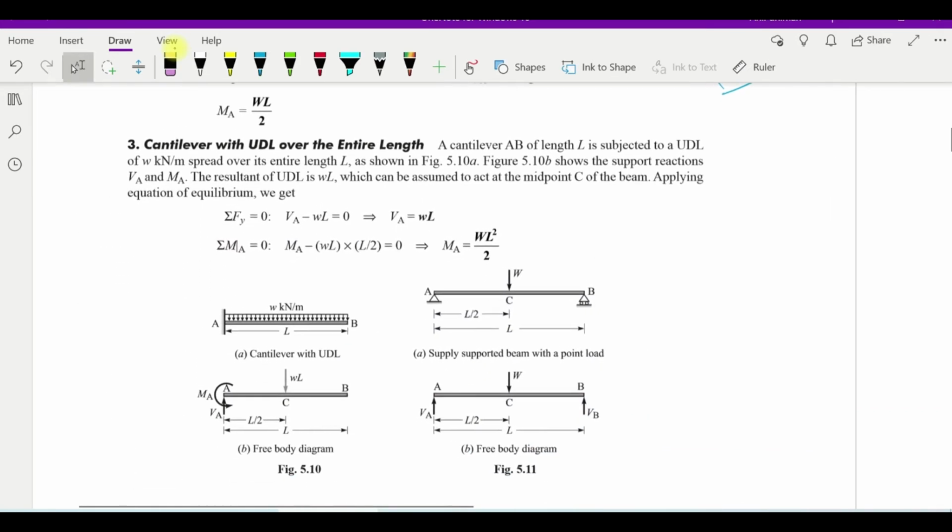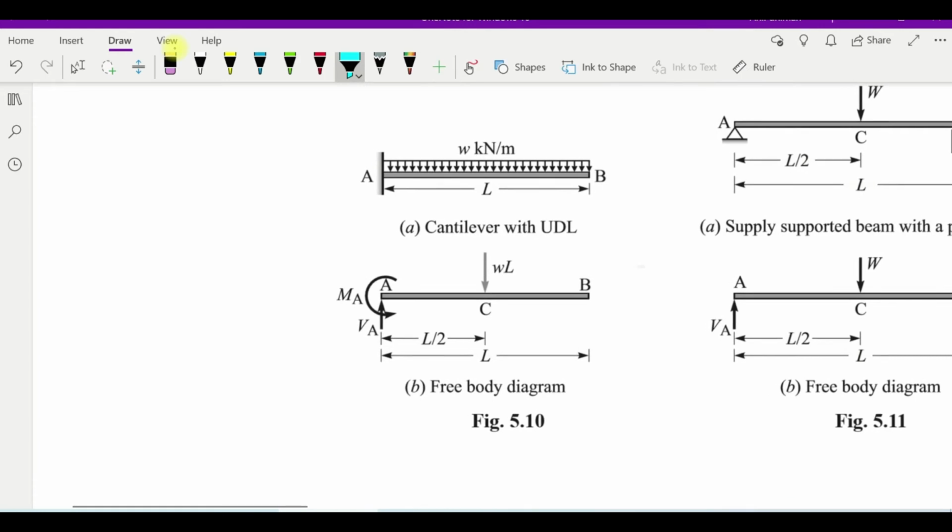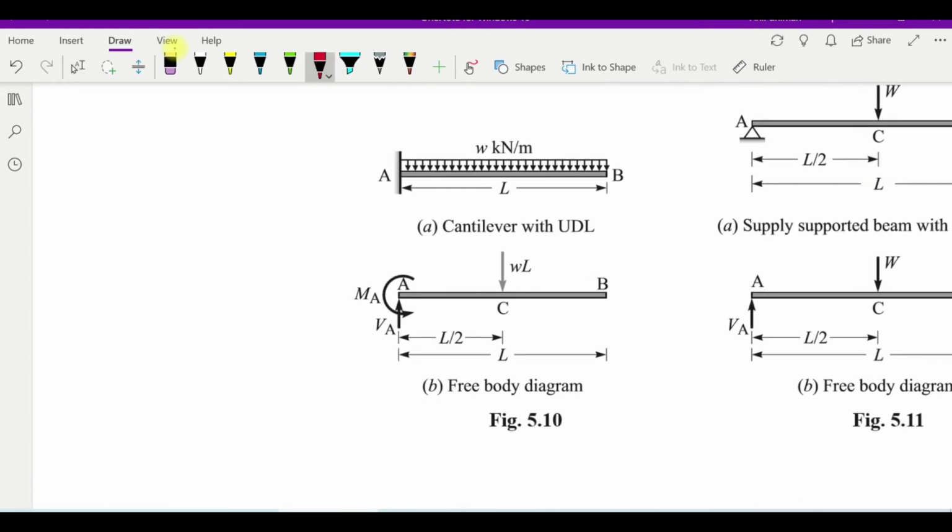Now let us take this one, cantilever. Next problem, cantilever with UDL over the entire span. End A is fixed and B is free. This is a cantilever and the span is L, and W intensity UDL is applied over the entire span, with the unit kilonewton per meter.